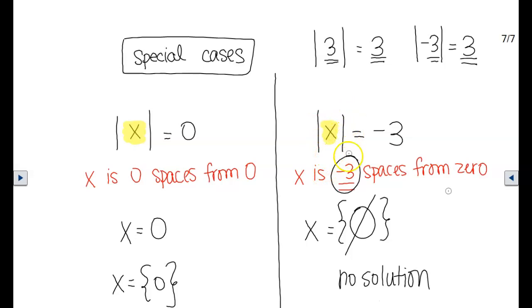So look at what's between your absolute value bars. The number over here will tell you how far you want that to be from 0. And that will help you to set up your two equations. That will let you know the two values that it could be equal to.